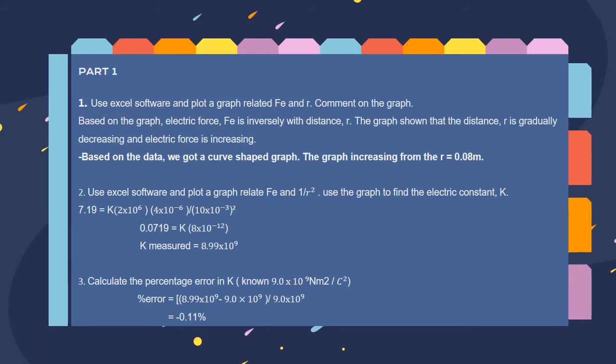The second question is related to the graph of Fe versus 1 over r squared. We can find the electric constant K from it. So K measured is equal to 8.99 multiplied by 10 to the power of 9. The third question is the calculation of the percentage error in K. The percentage error in K is equal to minus 0.11%.